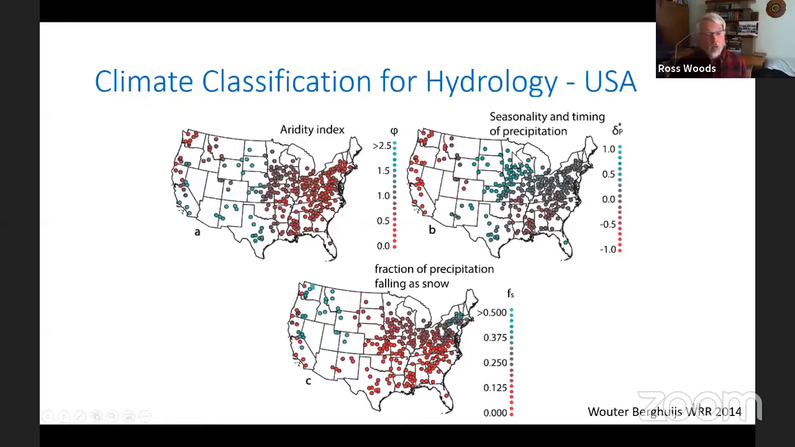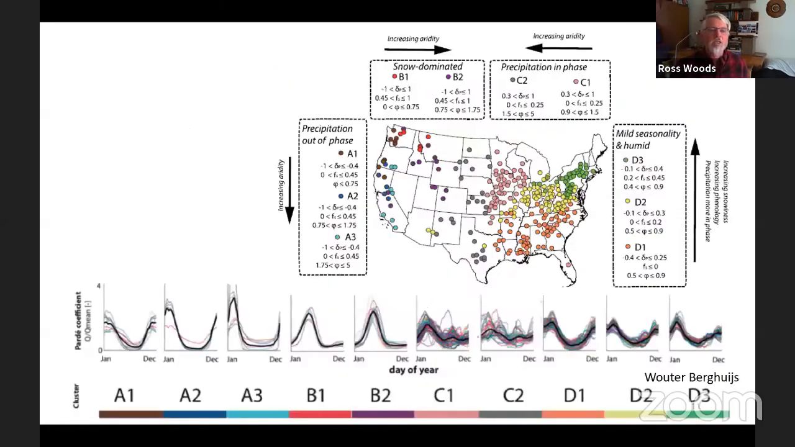And this can make an important difference to hydrological outcomes. And finally, a measure of the fraction of precipitation falling as snow, because if precipitation falls as snow, then it goes into a snowpack, and then you have to wait quite some time for it to come out again. So the fate of water and the hydrological processes that are active can be very different if any one of these 3 indices is different.